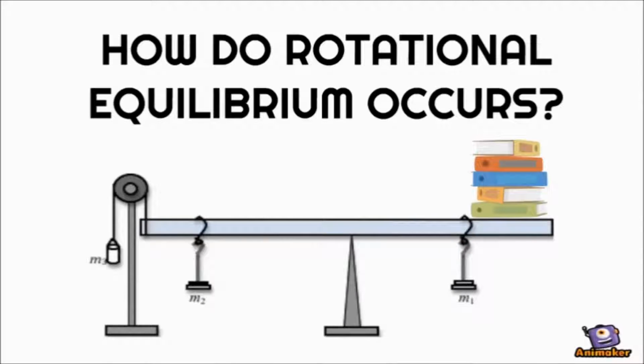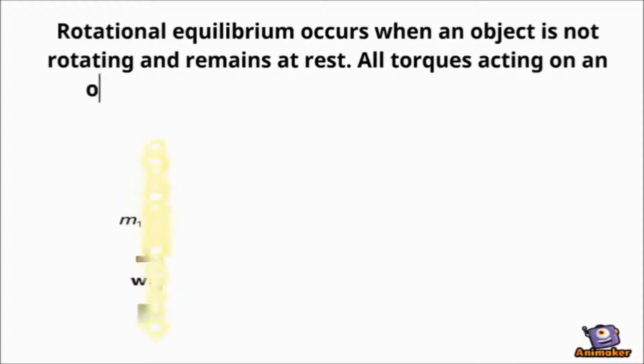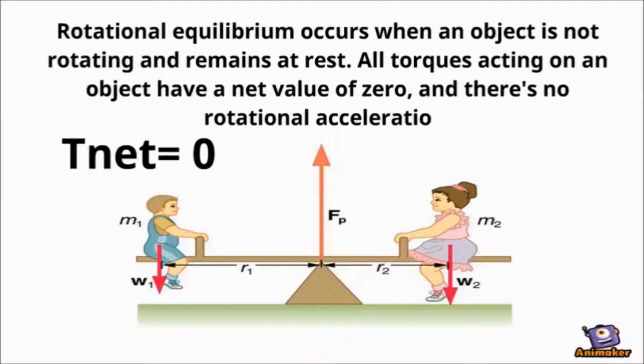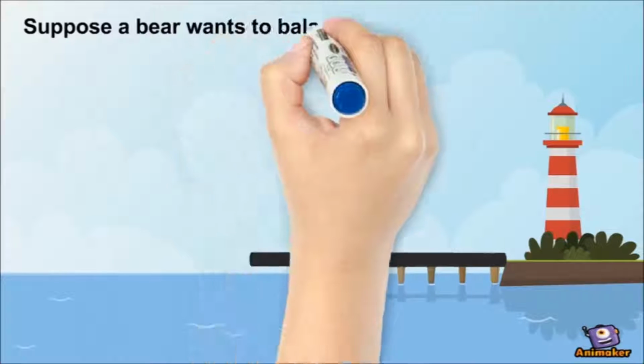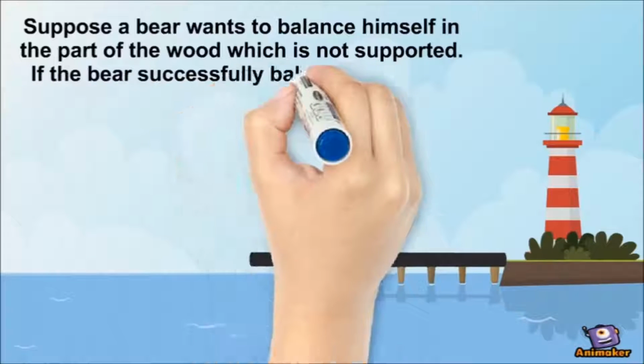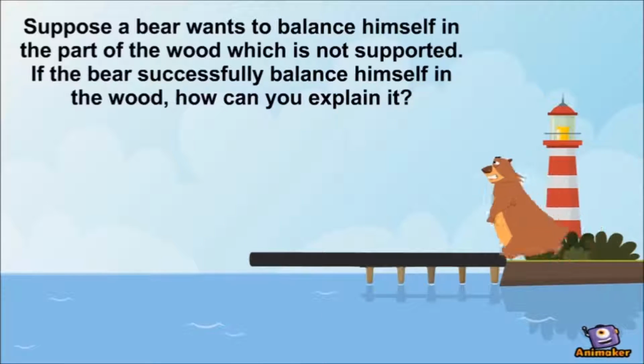Let us call John to explain. Rotational equilibrium occurs when an object is not rotating and remains at rest. All torques acting on an object have a net value of 0, and there's no rotational acceleration. Suppose a bear wants to balance himself on the part of the wood which is not supported. If the bear successfully balances himself on the wood, how can you explain it?